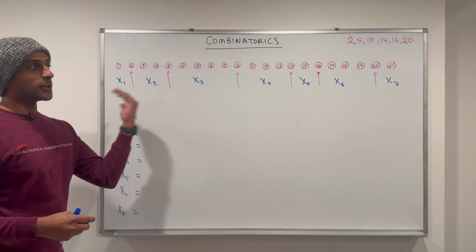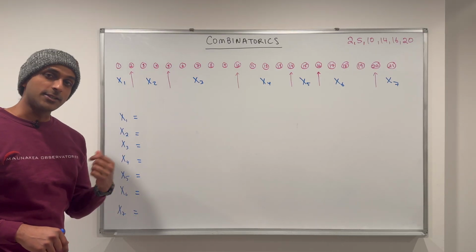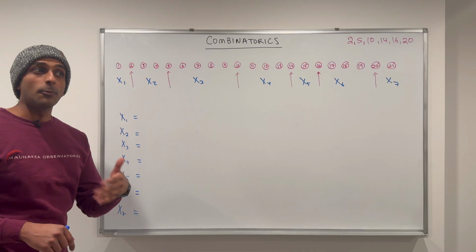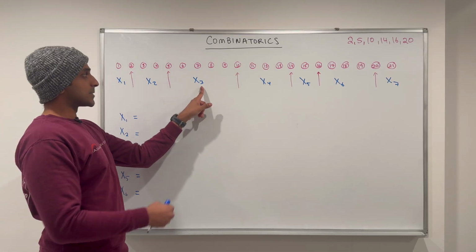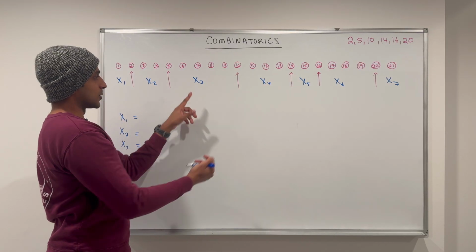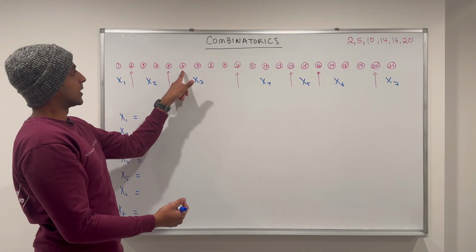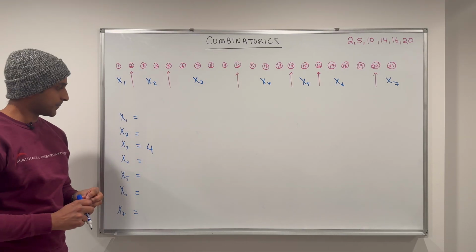We can assign variables to those regions, and we can name those variables x1 through x7. Each of those variables represents how many students are in that region. So for example, x sub 3 represents how many students are in between the second and third selected student. In this particular example, that would be 1, 2, 3, 4 students. So x sub 3 is equal to 4.